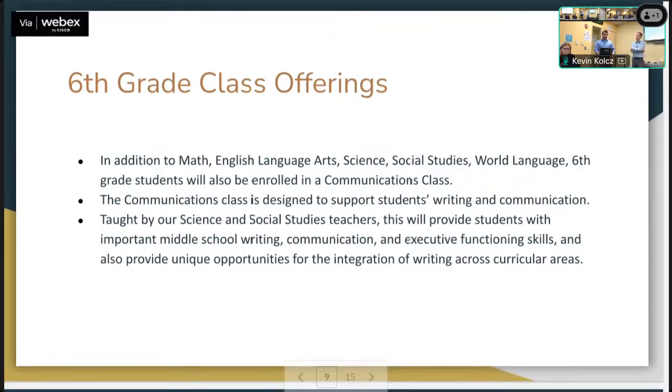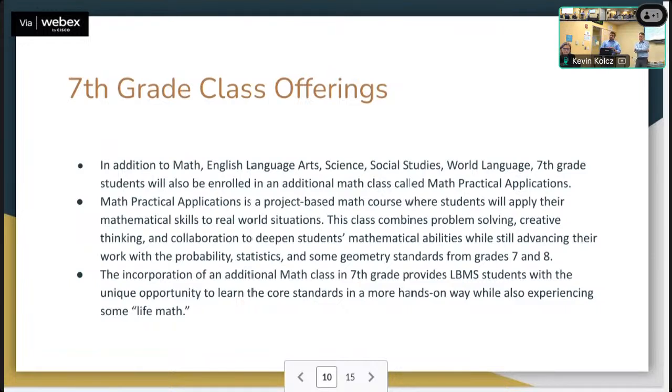In 7th grade, students will have math, ELA, science, social studies, world language, but they're also going to be enrolled in an additional math course, and we're calling it Math Practical Applications. And so we've realigned and reimagined what our course sequence would look like. And this class combines problem solving, creative thinking, and collaboration to deepen students' mathematical abilities while working on some of the core standards from across the grade levels.